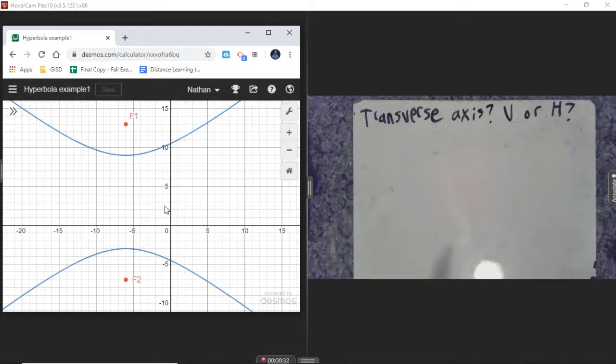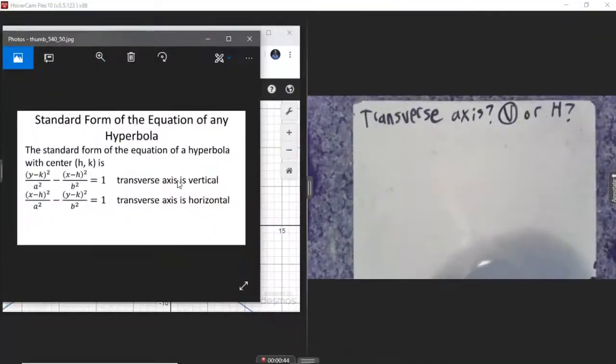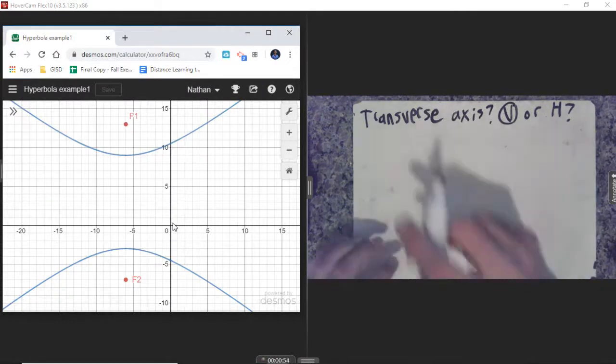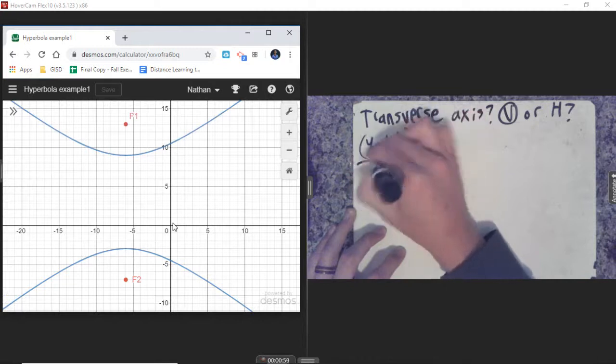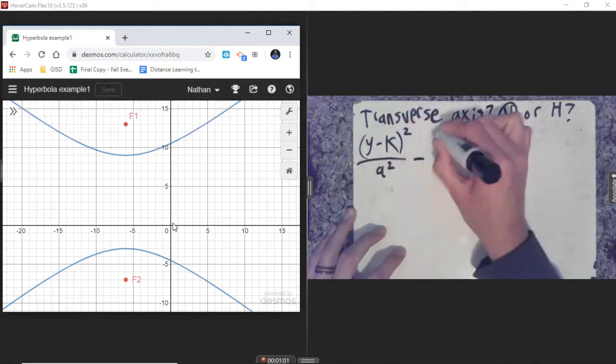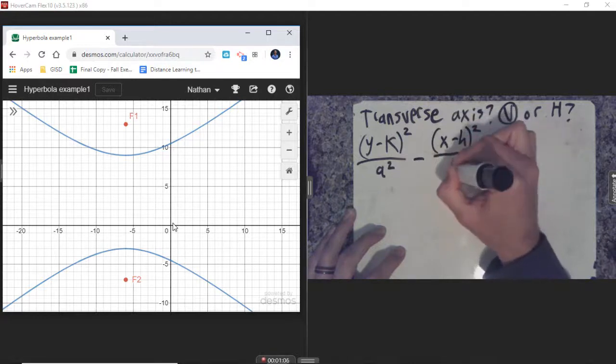Now in this particular one, we've got a vertical transverse axis. So let's go ahead and circle vertical, and think about which equation we're going to use. Let's look at our equations. When the transverse axis is vertical, y is going to go first. So this is the one we're going to use for this example. Let's write that: y minus k, that quantity squared over a squared, minus x minus h squared all over b squared.